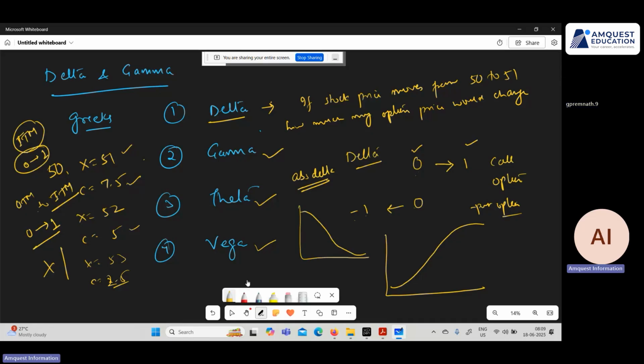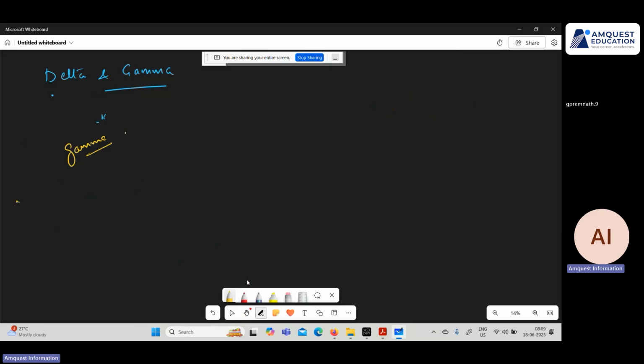So this is delta, and let's talk about gamma. Whatever I said for delta, that change in 1 unit of a stock price, basically the change in the option price per 1 unit change in the stock price, right?